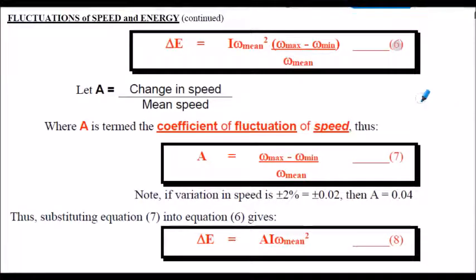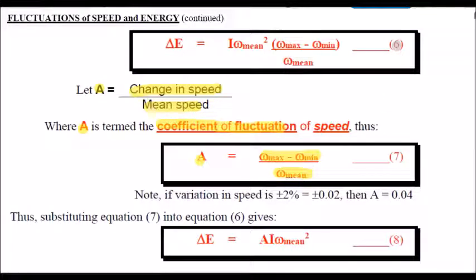Now, they use what's called a coefficient of fluctuation in a lot of the calculations. Symbol A is the change in speed divided by the mean speed. So A, termed the coefficient of fluctuation, can be written as the change of speed, omega max minus omega min, divided by the mean speed. That's what we've got here.